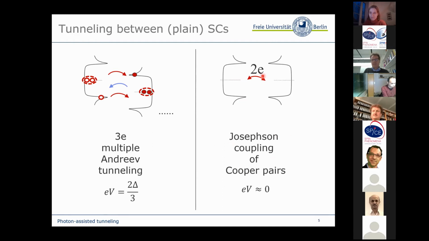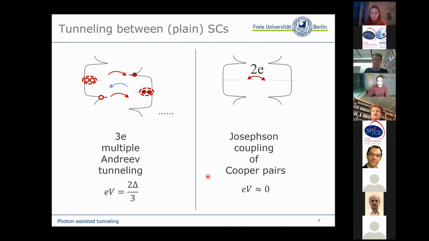And this leads to processes which do not create any quasi-particles, neither in the tip nor in the substrate. And this is dominating transport at small voltages. So with this zoo of processes occurring between the superconducting tip and the superconducting substrate, it would of course be nice to have a probe that directly tells you how many charges are involved in the tunneling process.